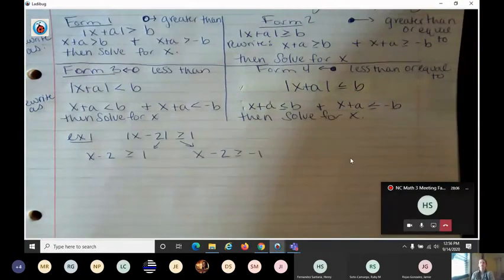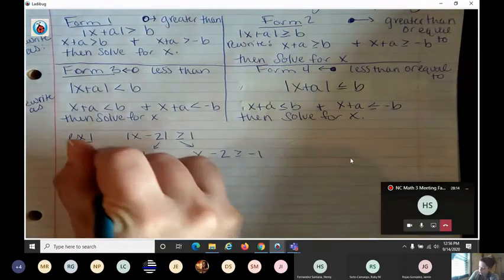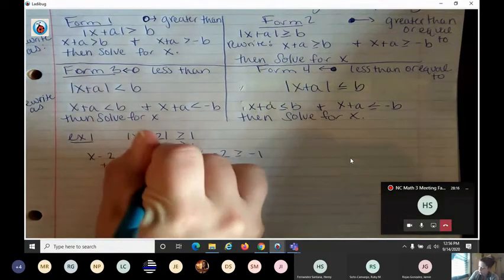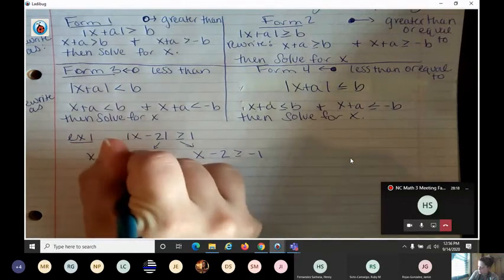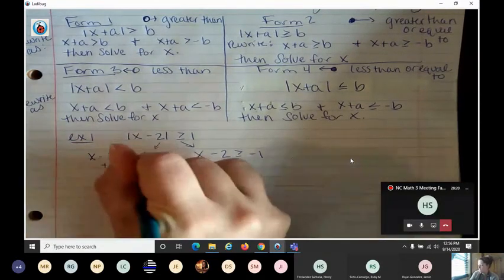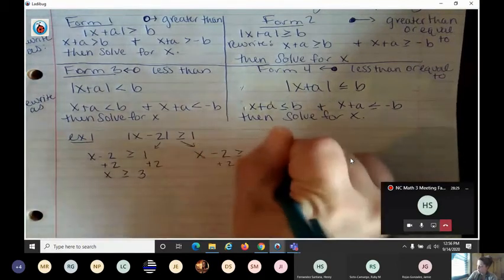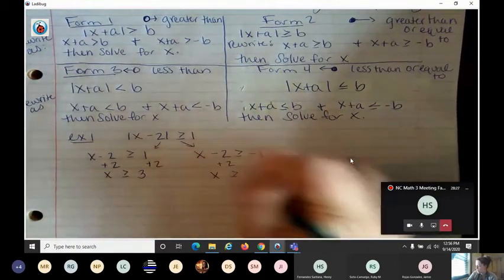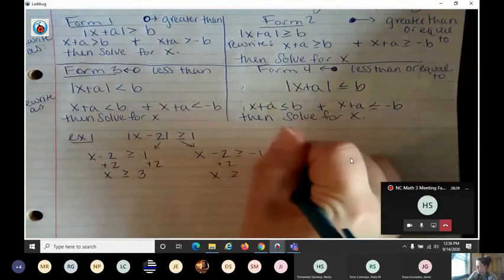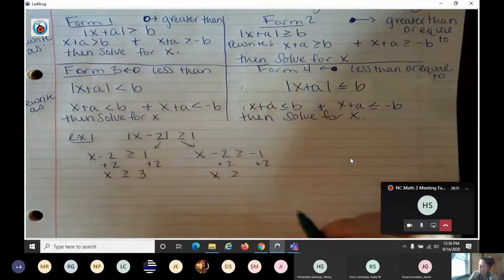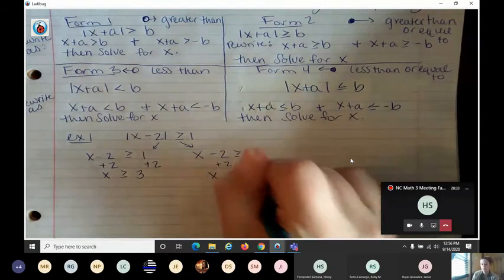Okay, so we have our 2 different equations, and now we have to solve for each one. So we want to add 2 to each side. Then I'm going to get x is greater than or equal to 3. And over here, I'm adding 2. And x is greater than or equal to 1.